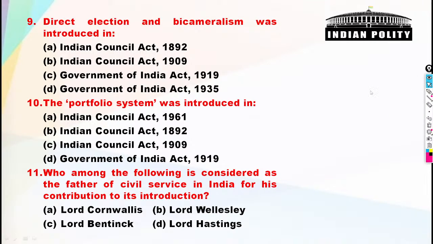Next, direct election and bicameralism were introduced in the Government of India Act 1919. Exactly, the Government of India Act 1919 introduced direct elections and bicameralism in the center. So it is C.